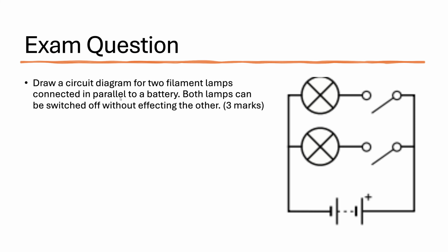Here's an exam question. Draw a circuit diagram for two filament lamps connected in parallel to a battery, where both lamps can be switched on and off without affecting each other. The important part about parallel is that, let's say I only wanted this lamp on. That means I close this switch and this switch remains open. The current only passes through here and goes to this lamp, so I can determine which light stays on and off. That's why parallel circuits are used a lot more than series circuits, because it lets you use a lot more different things, basically. So that's how that works.